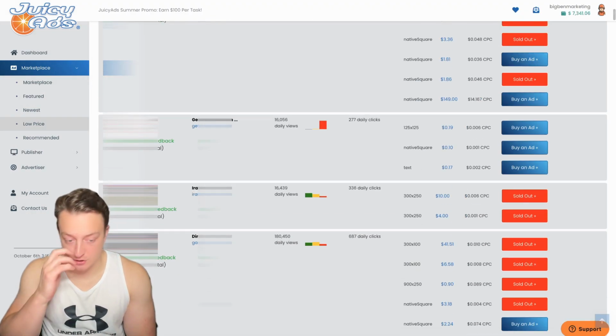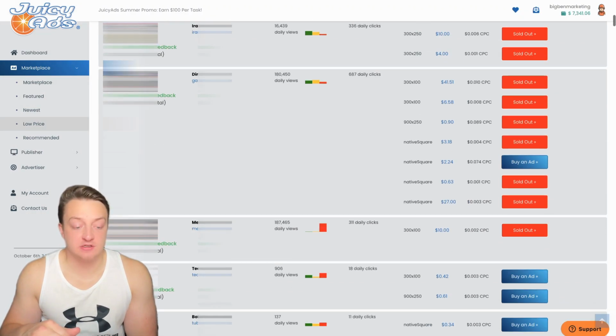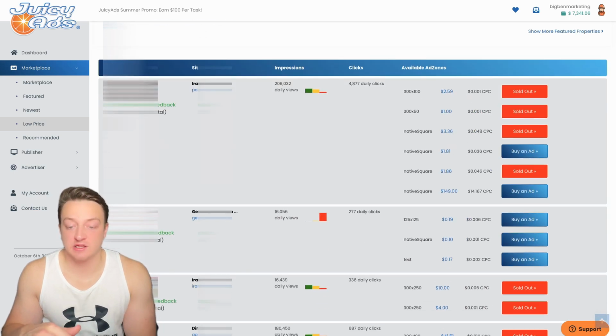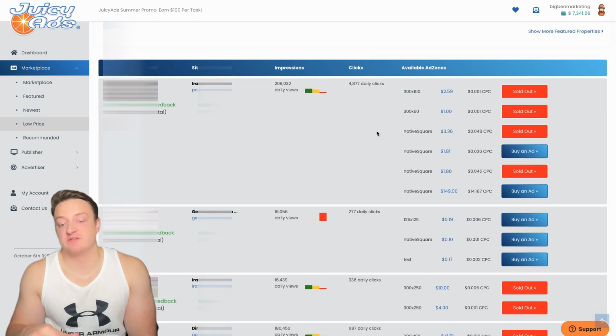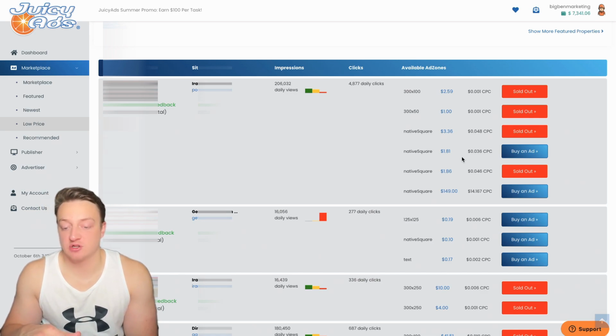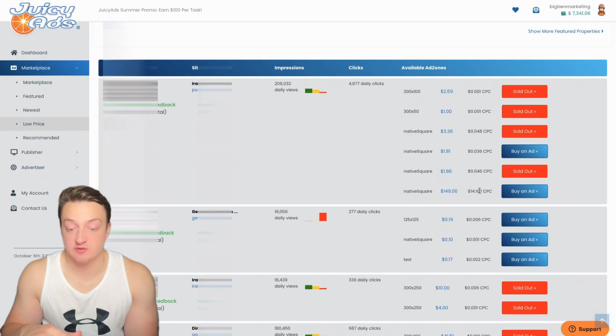So this section here, this is the lowest price ones. So these are a lot of clicks per day, but super low price points. Now they have different placements you can bid on. So what should we mention here? You got CPMs, you got the cost per clicks. Now this is really high cost per click, but it's a native square. It's probably a big placement.